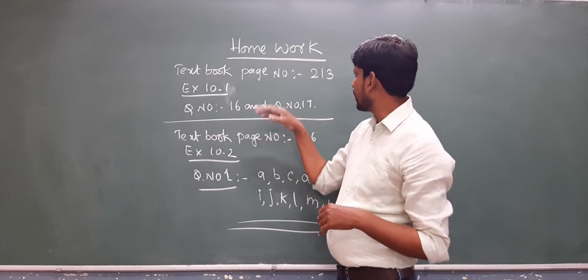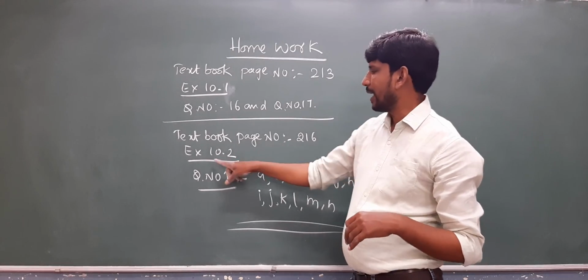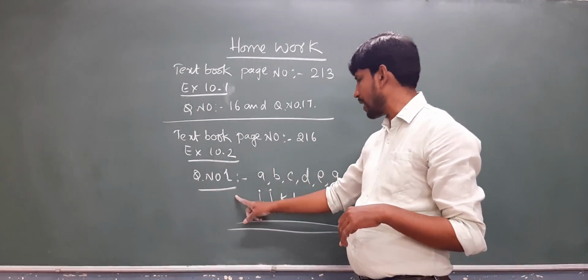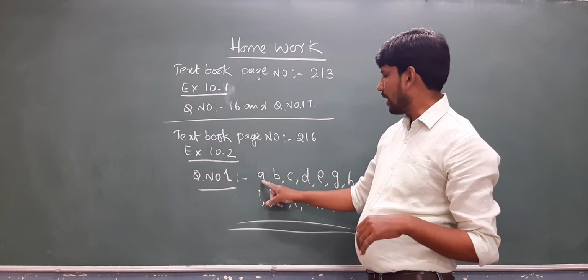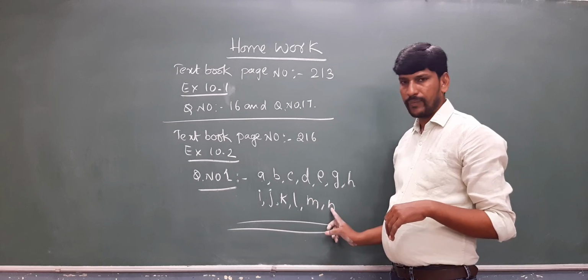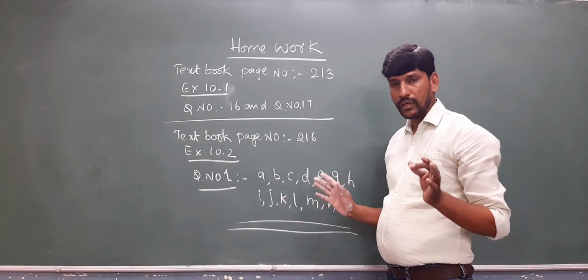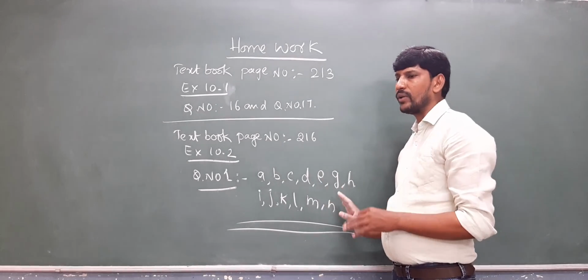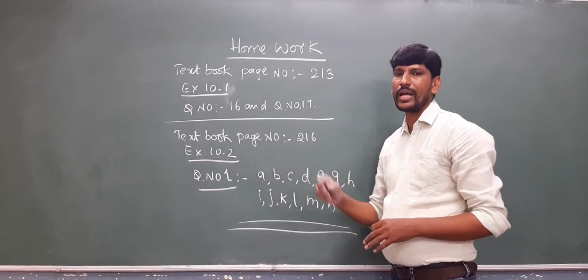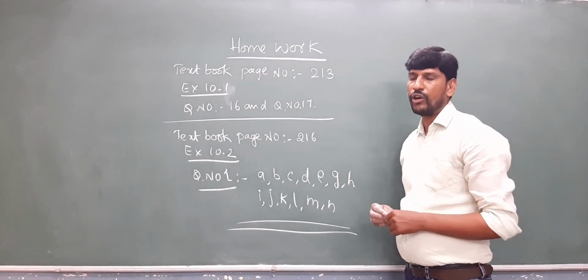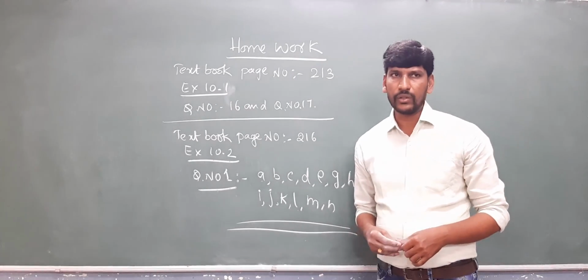Now coming to the textbook page number 216, exercise 10.2. In this we have only one question, by counting the squares only. So question number 1, A, B, C, D, E, G, H, I, J, K, L, M, N. Don't panic that there are so many bits. These will all be completed within 1 minute only by counting the squares. Clear, my dears? Complete this homework for today. I hope you understood that. Okay. Thank you. Have a nice day.